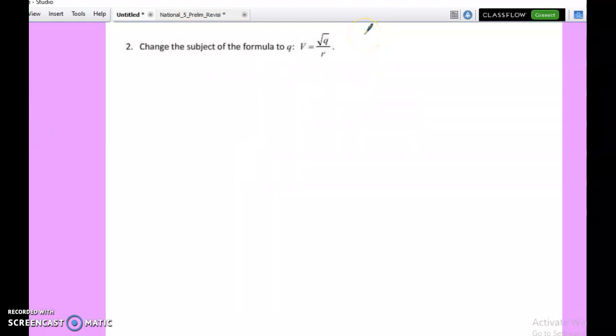Number 2, we're changing the subject of the formula. We want the subject of the formula to be Q. First thing I'm going to do is rewrite it the other way. My aim is to get Q on its own. Here it's been divided by R, the opposite of dividing by R is timesing by R. So that R is going to come to the other side and become a times.